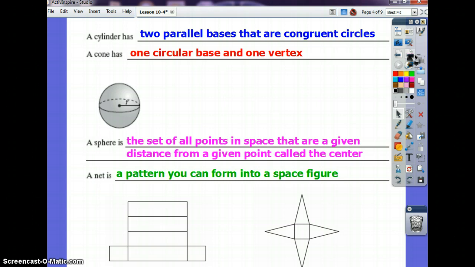A sphere, which we see pictured here next, is the set of all points in space that are a given distance from a given point called the center. A net, as you can see two nets listed below, is a pattern that you can form into a space figure. Please remember that at any time you can pause this video and get caught up on that new vocabulary before we go on to the next example.